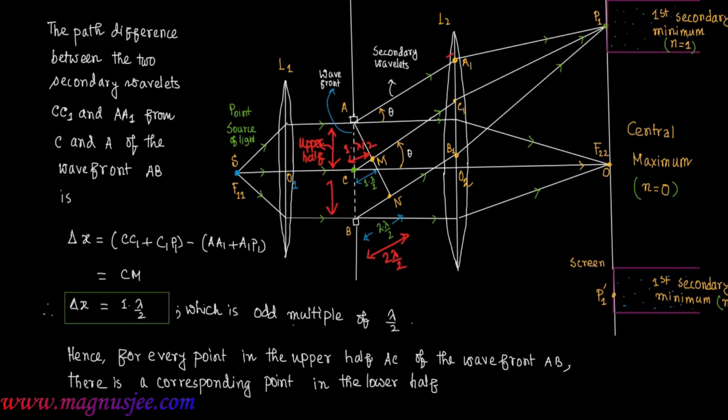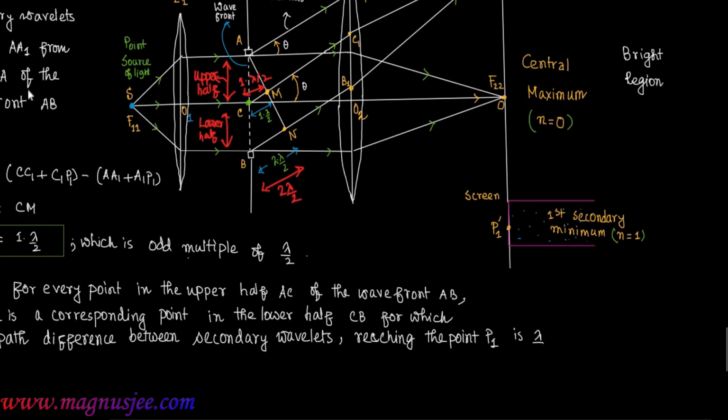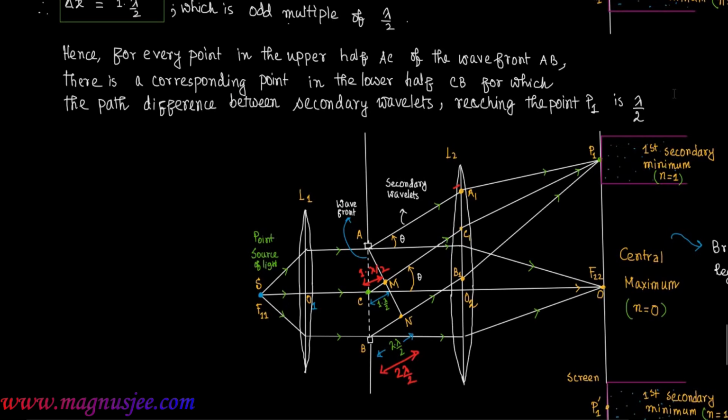AC is the upper half, and there will be a lower half. If we consider a point in the upper half, there will be a corresponding point at the same distance in the lower half CB, such that the path difference between the secondary wavelets originated from the two points in the upper half and the lower half, reaching the point P1 on the screen after refraction of light through the convex lens L2, will be lambda by 2.